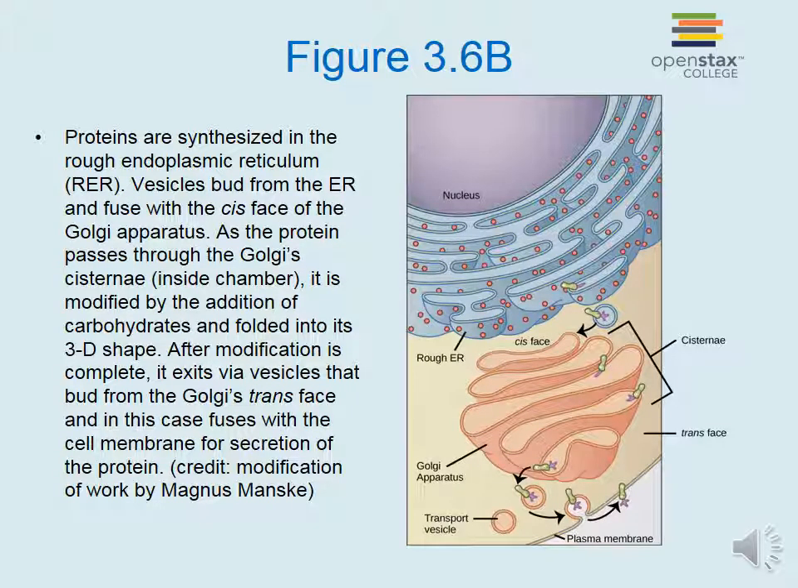Proteins are synthesized in the rough endoplasmic reticulum. Vesicles bud from the ER and fuse with the cis face of the Golgi apparatus, which is the face closest to the ER. As the protein passes through the Golgi cisternae, which is the inside chamber, it is modified by the addition of carbohydrates and folded into its three-dimensional shape. After modification is complete, it exits via vesicles that bud from the Golgi's trans face, furthest away from the ER, and in this case the vesicle fuses with the cell membrane for secretion of the protein outside the cell.